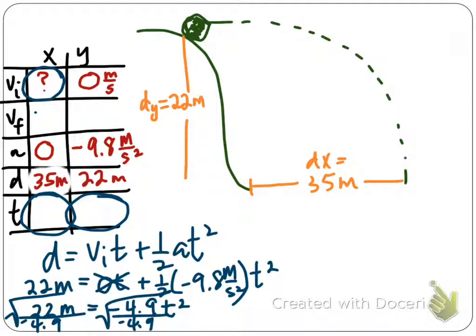So two things that we know are true. The negative sign indicates what? The direction. So it doesn't matter in this case. And number two, can time be negative? No. Time cannot be negative, so we can eliminate the negative sign and we get t is equal to 2.1 seconds. 22 divided by 4.9, and then we take the square root of that, and you should get something close to 2.1.